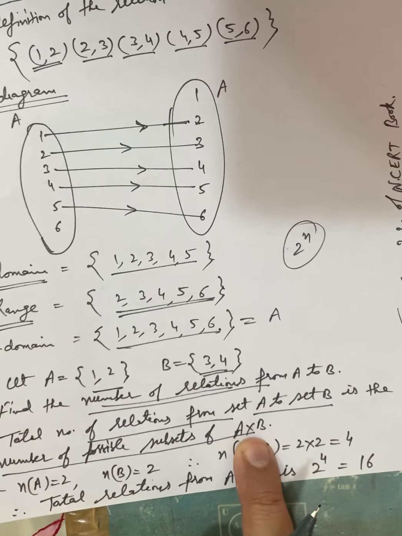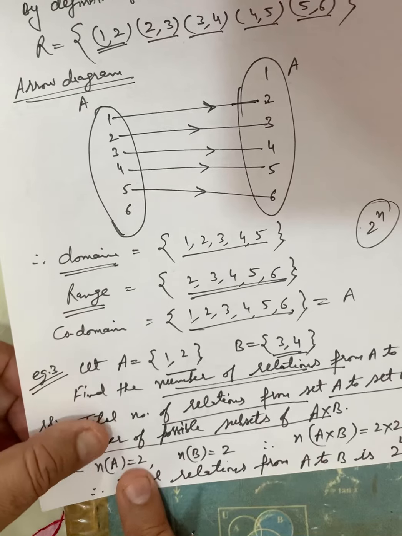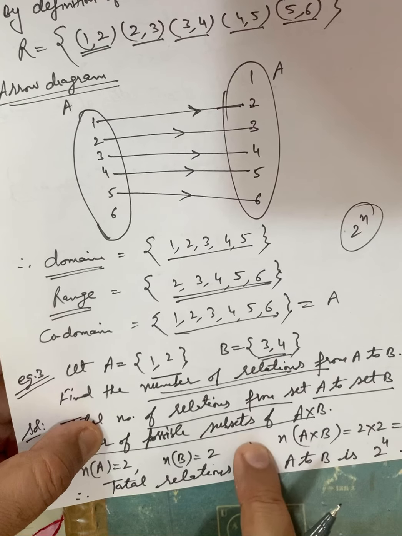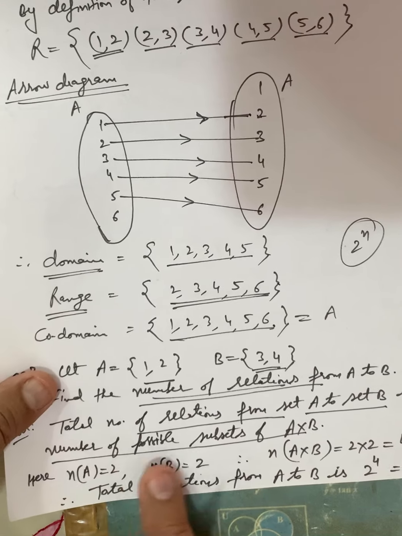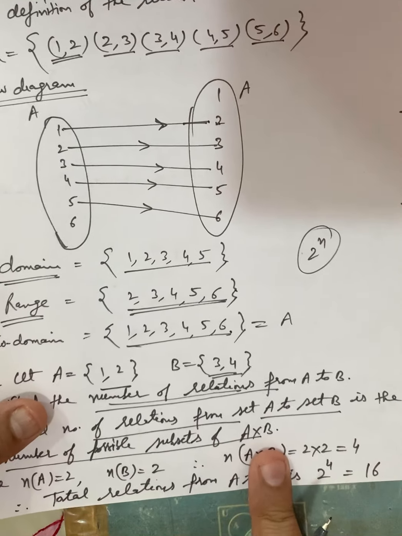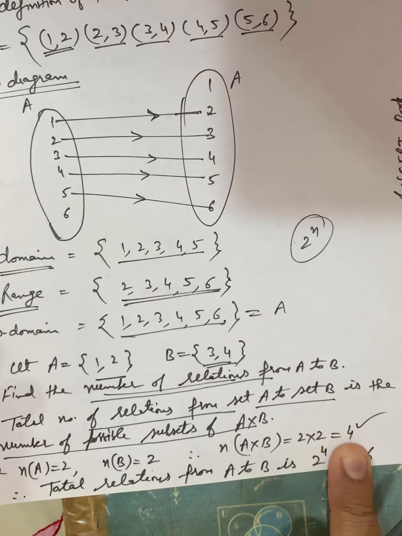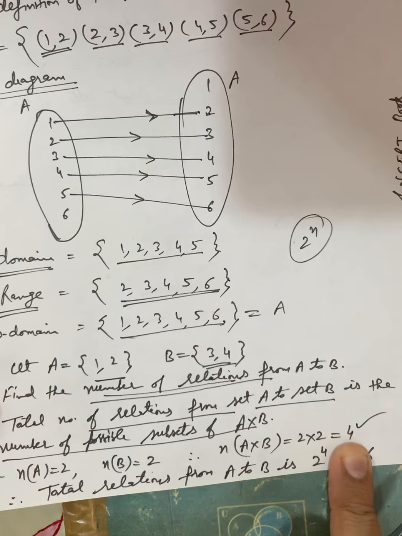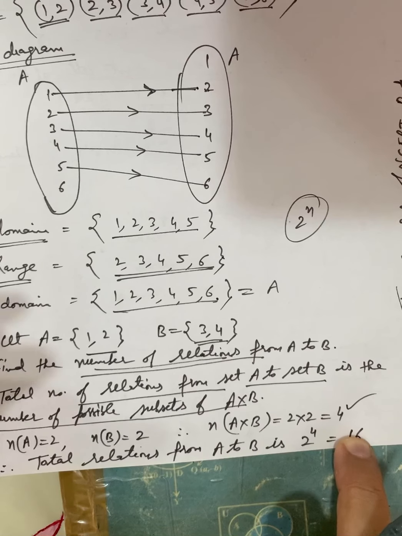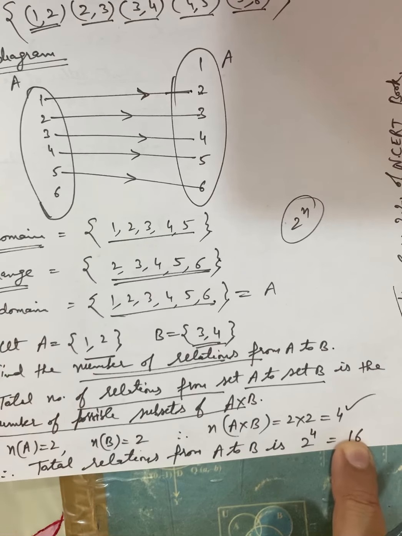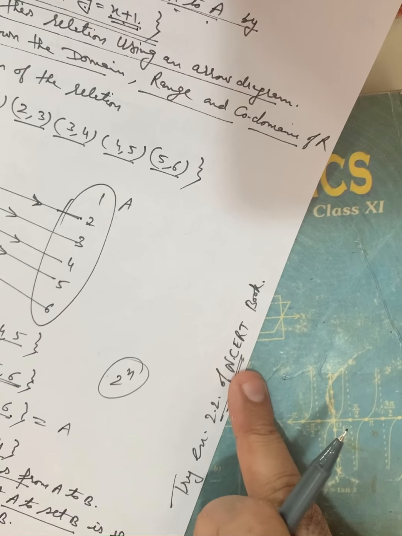And in the Cartesian product, how many elements will there be? P into Q, meaning the number of elements of the first set multiplied by the number of elements of the second set gives you the number of elements of the Cartesian product. The first set has 2 elements, the second set also has 2 elements. So the number of elements in the Cartesian product will be 2 into 2, 4. So how many subsets will there be? 2 raised to power 4, that will be 16 subsets. 16 subsets means 16 relations will be there from A to B. That gives you the number of relations. Now you can try exercise 2.2 of the NCERT book. Thank you.